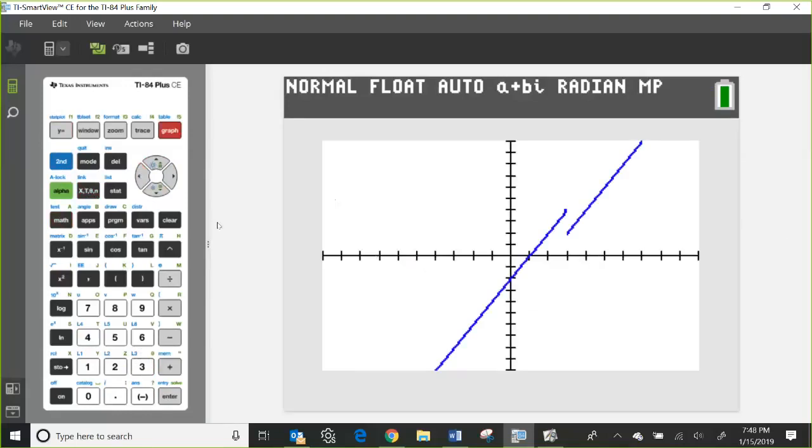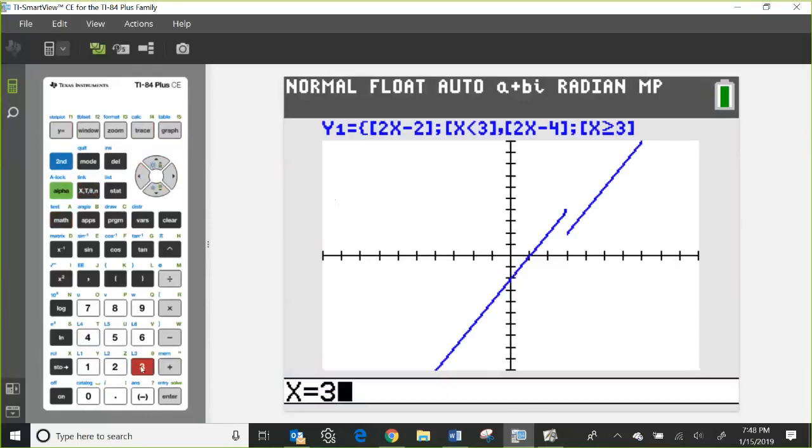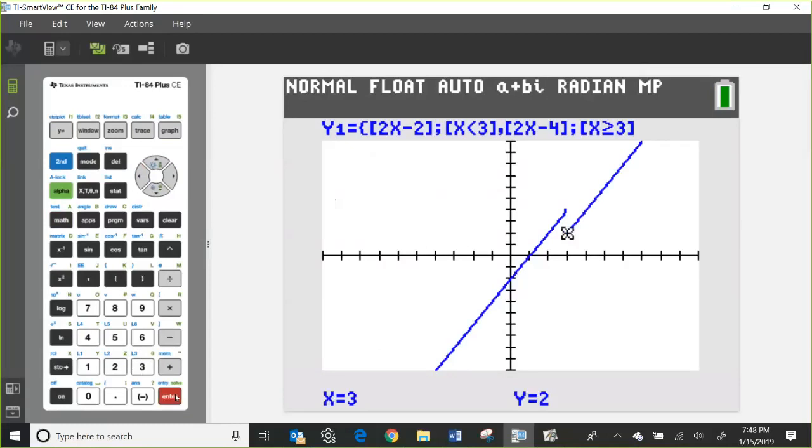Beautiful. And now when you trace and you type in the number 3, it's going to only go to the button which should be a closed dot, because the other one was a less than, which is an open dot. So it's a whole lot better. However, if you'll look at the screen, just notice this, where the equation is.